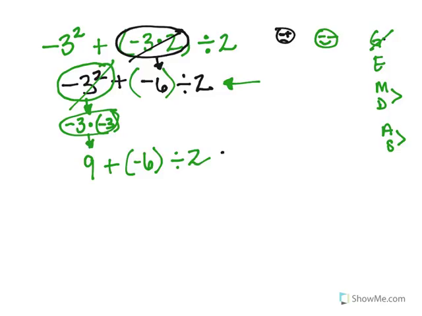All right, guys, now my focus is here. I don't have any more exponents. The next step is multiplication or division, whichever you see first. I see division, so I'm going to circle and focus. And this says -6 divided by +2. This is the face I'm going to use. I have a negative and a positive, so that means it's going to have a negative relationship. So that's -3.